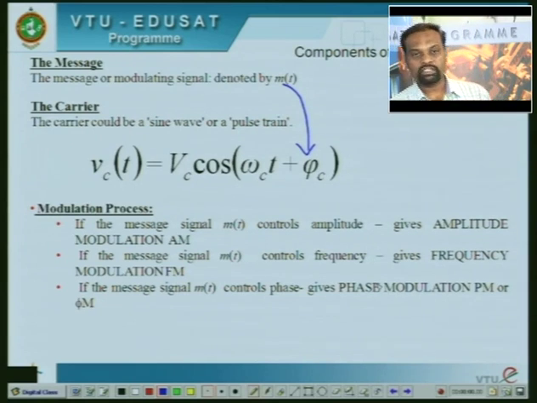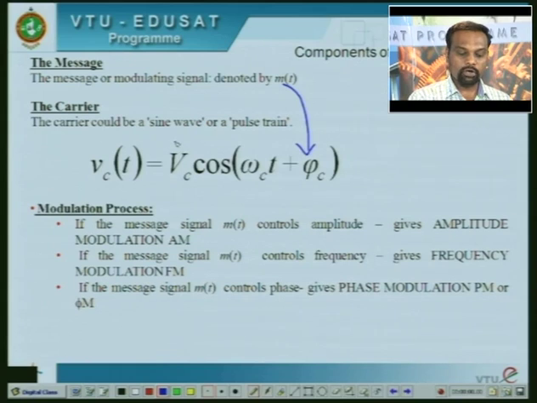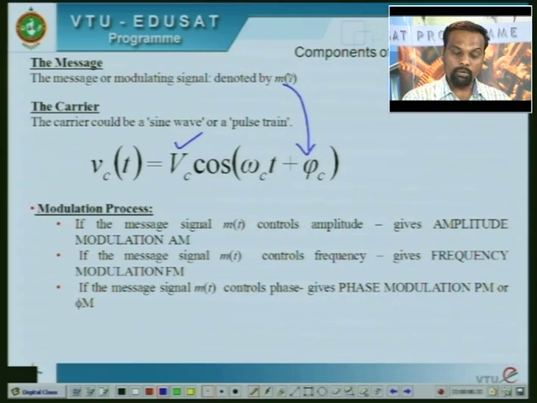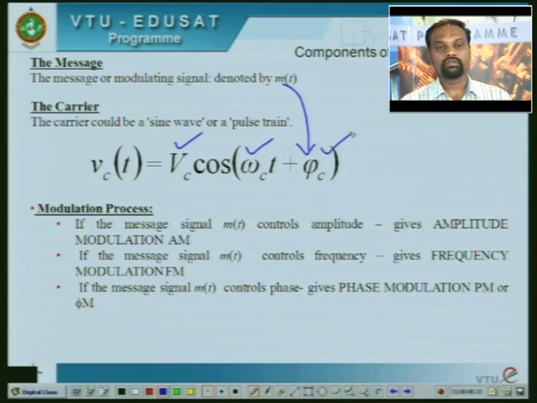The three modulation techniques are what? One is amplitude modulation, wherein the M of t modulates the amplitude of the carrier signal. Second is frequency modulation. In frequency modulation, the modulating signal M of t modulates the carrier frequency, that is omega c. We call it frequency modulation. Suppose M of t modulates phi c of t, that is the phase of the carrier, we call that process phase modulation.